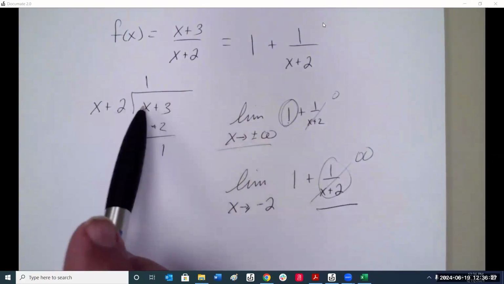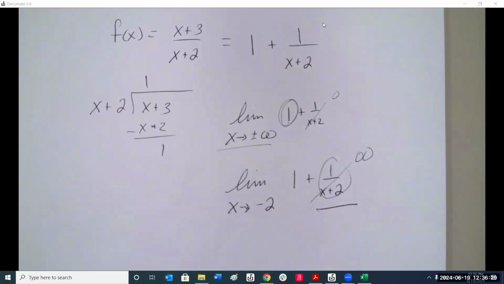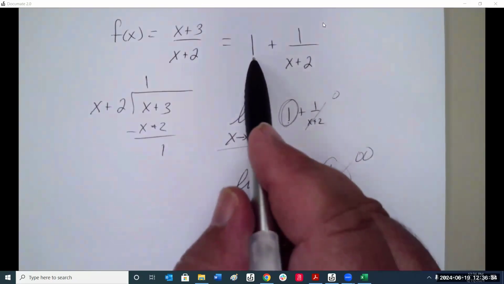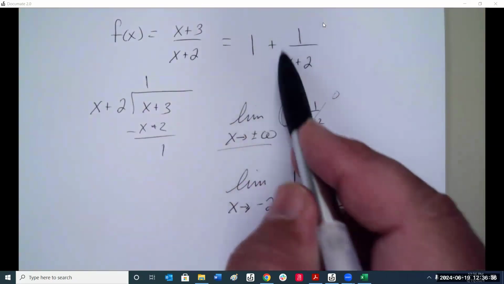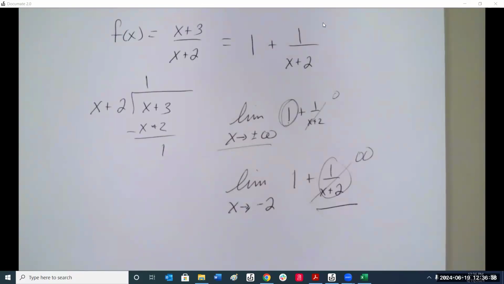So that's why whenever you have rational expressions, always do long division first, and then it'll give you the horizontal and the vertical asymptote parts, or the solution and the remainder.